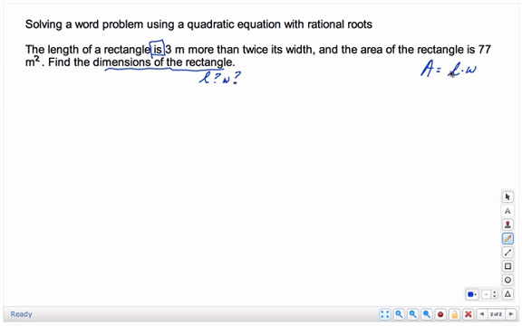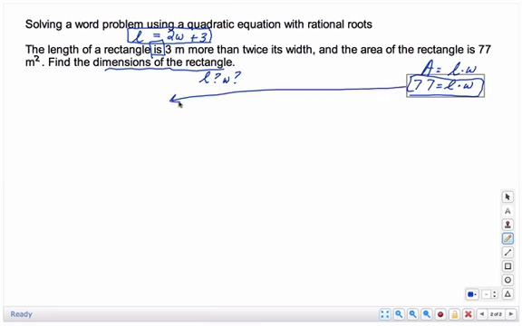And we know the area is length times width, and we know that's 77. And then we're going to get our other equation from this first statement here. The length of a rectangle, that's L, equals 3 more, that means you're adding 3 to something, than twice its width. You're adding 3 to 2 times W. Okay, so here are your two equations. Here's the equation we're going to use, and here's our second.